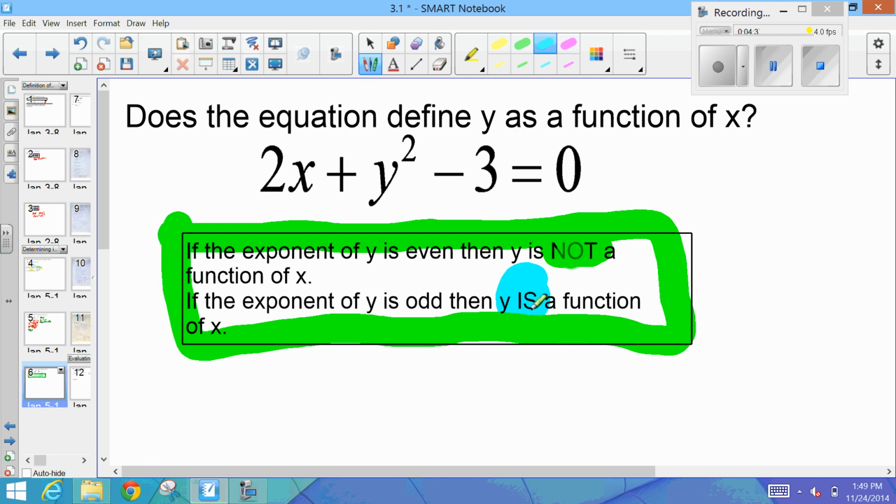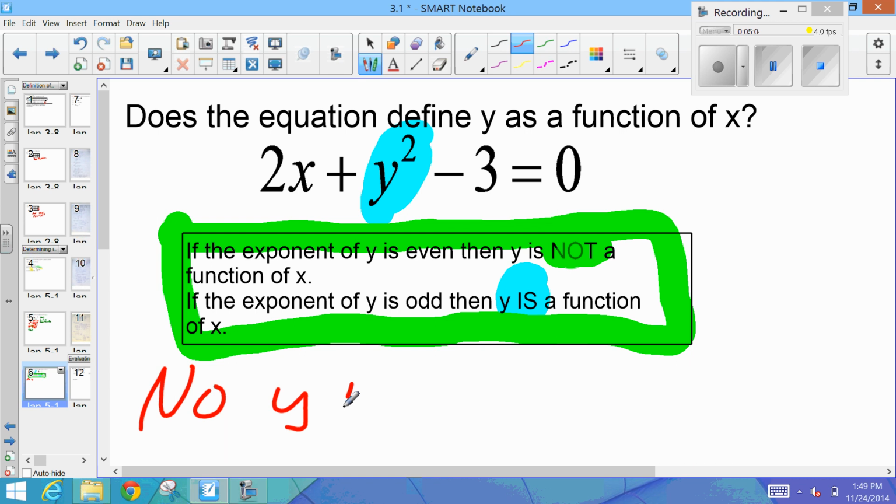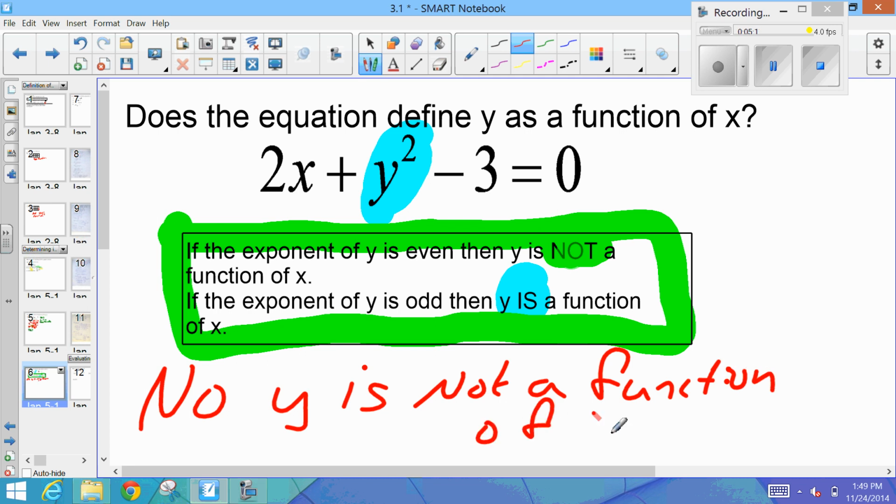So all I have to do here is look at the exponent on y. The exponent of y is 2. It's an even number. And so therefore, no, does the equation define y as a function of x? No, y is not a function of x.